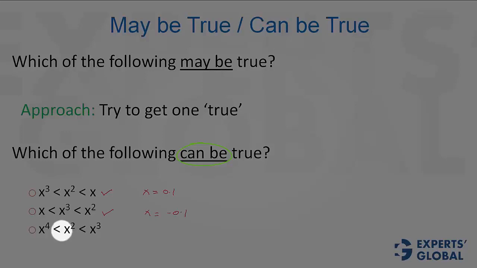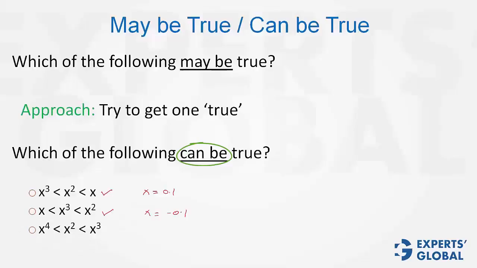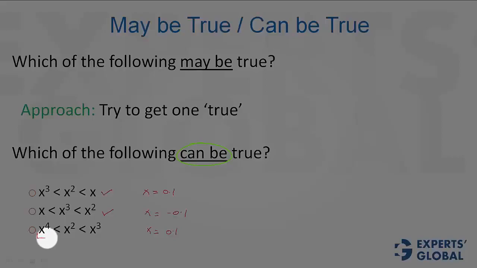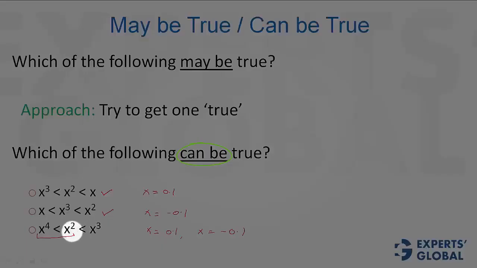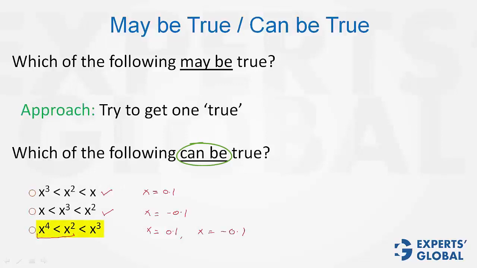When do you think x squared will be greater than x to the power of 4? This would be the case when x is a small negative or positive number, such as, say, x equals 0.1. This condition would be met, and for x equals negative 0.1 also, this condition would hold. But see, in either case, x cubed will not be greater than x squared. In the case of negative 0.1, x cubed would be negative, and therefore x cubed would be the smallest of the three. So for this case, we are not able to get even one case where this condition can hold. Therefore, we must eliminate this answer choice.